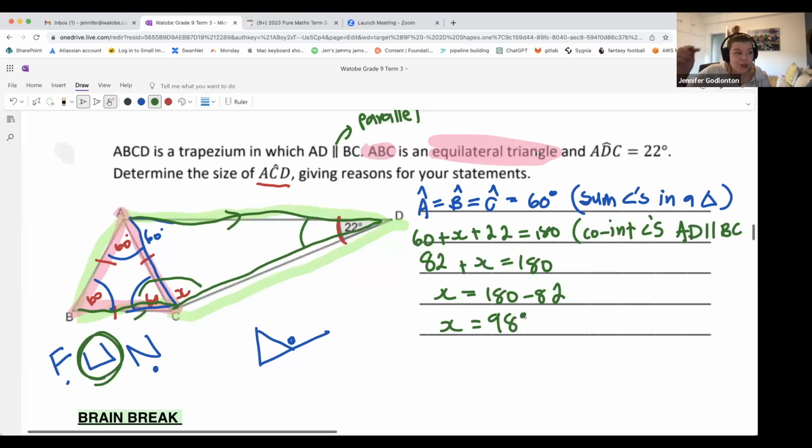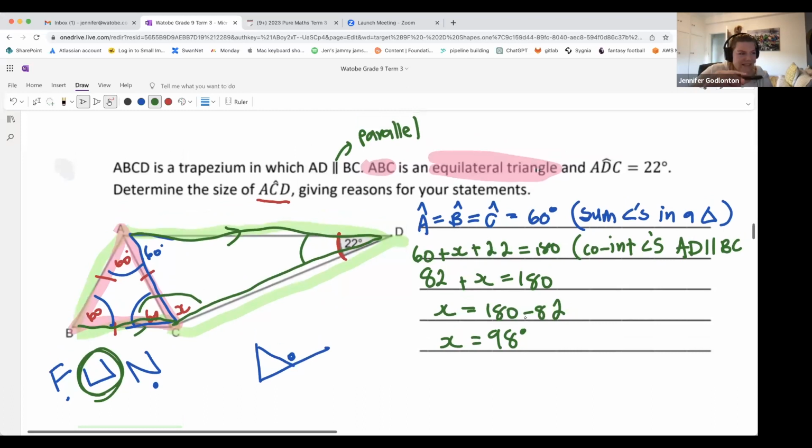If you first solved for A, for that 60 degrees with the alternate angles, and then you did sum of angles in a triangle, that's beautiful. Nice. Okay, please feel free to take a screenshot if you would like one, and then we will jump into our brain break, and then we'll try and fit in one more question before the end of the lesson.